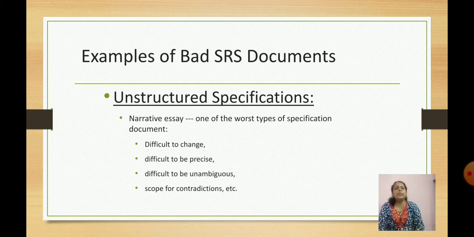Means if the SRS document is unstructured, okay, then it is difficult to change, because a structured document is easy to understand and easy to modify, and an unstructured document is difficult to change and difficult to make precise, okay, and it is also difficult to be unambiguous. Maybe there is much confusion in that document.